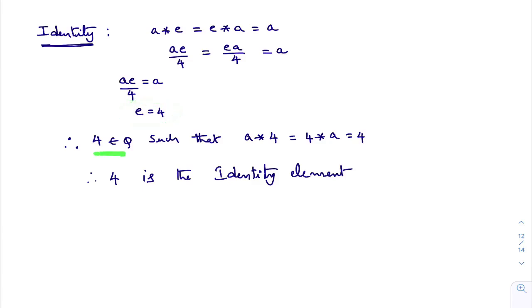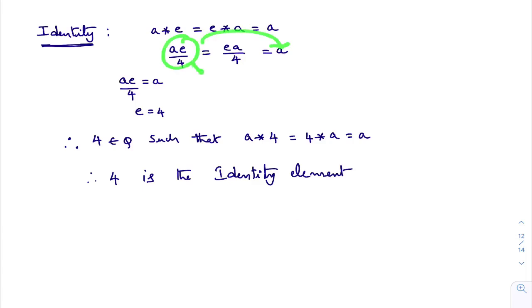So what have you identified? 4 is a rational number such that a star 4 equal to 4 star a equal to a. Please try to understand. Here a star 4 is a into 4 divided by 4. The 4 will get cancelled, again you will get a only. Try to understand what happened here. 4 is the identity element with respect to the binary operation star, where star is defined as a star b equal to ab by 4. For this bit the identity element exists. Please try to understand. Here I took this equal to this.